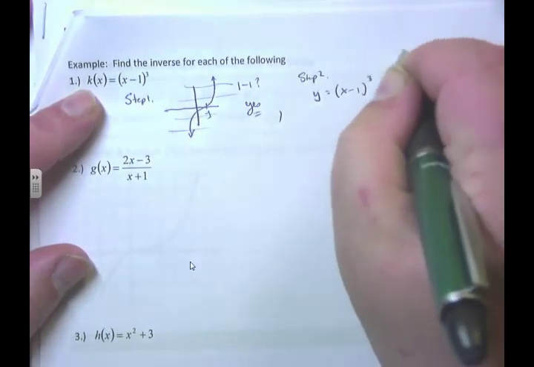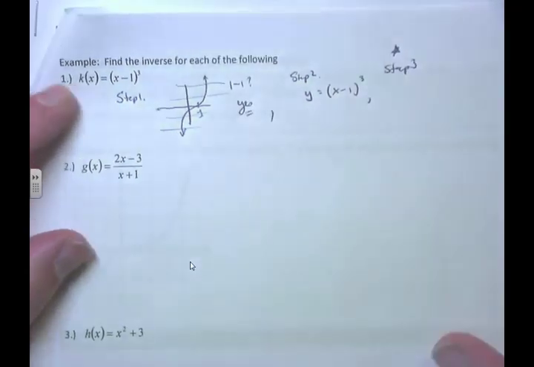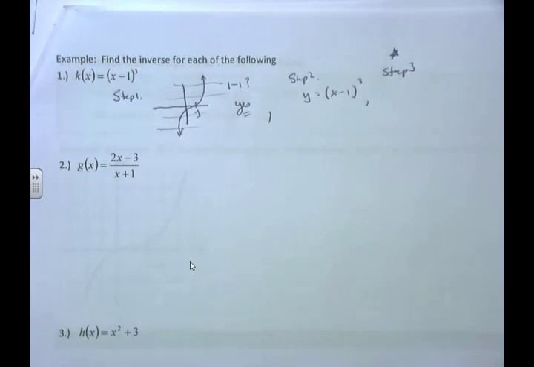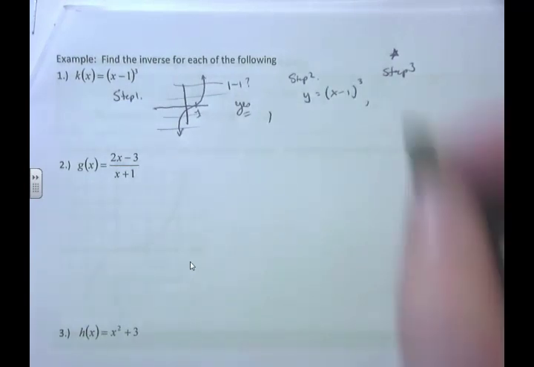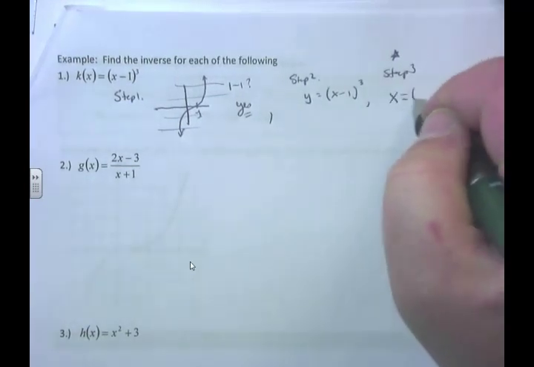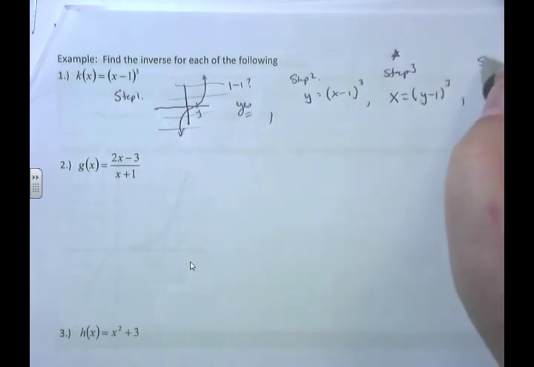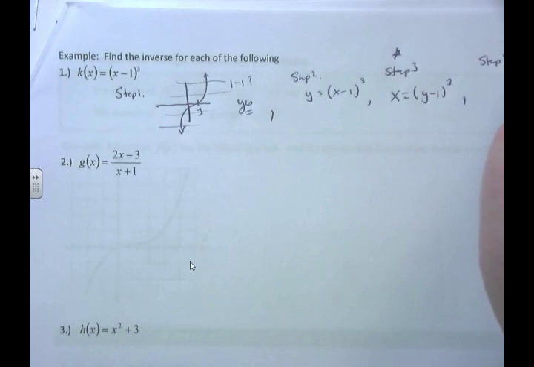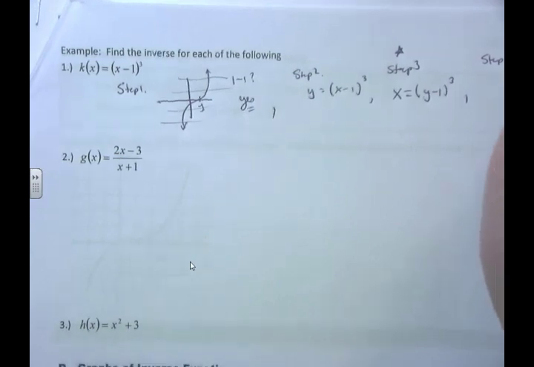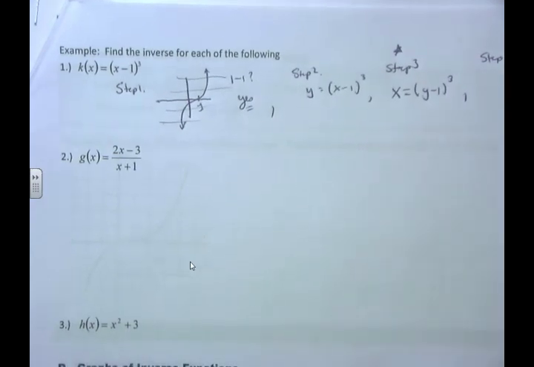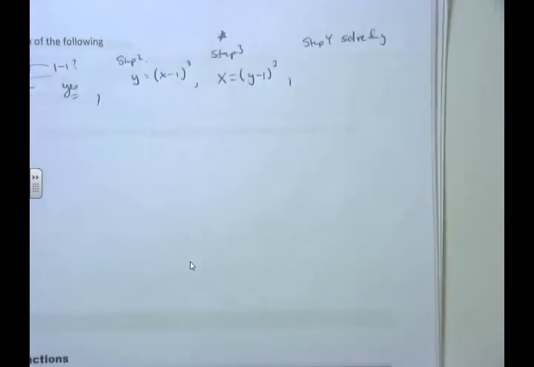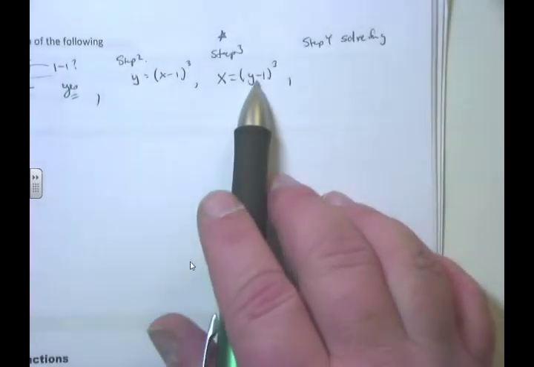The third step is actually the inverse step. What you're supposed to do with step number 3 is switch x and y. This gives you x is equal to y minus 1 cubed. Step number 4, solve for y. That's the algebra part. How am I going to solve this thing for y? What are you going to do first?